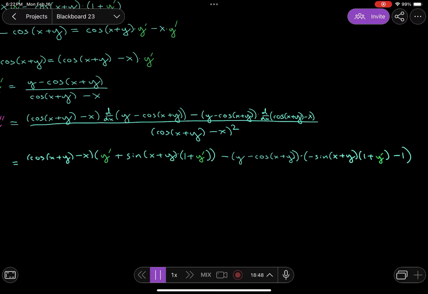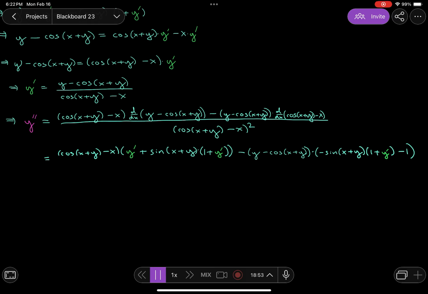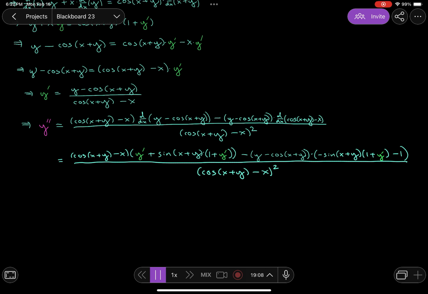And okay, so here's what I got. I still have to divide by that denominator. So we got the cosine of x plus y minus x all squared. All right, so what's going on here? How can I simplify this? Okay, I'm seeing a few things that we can do.